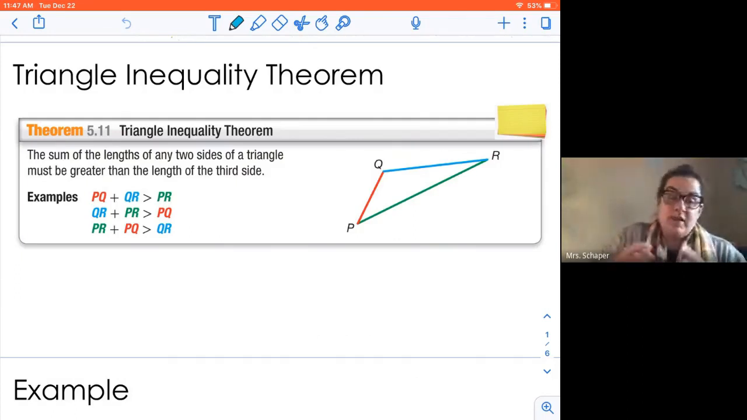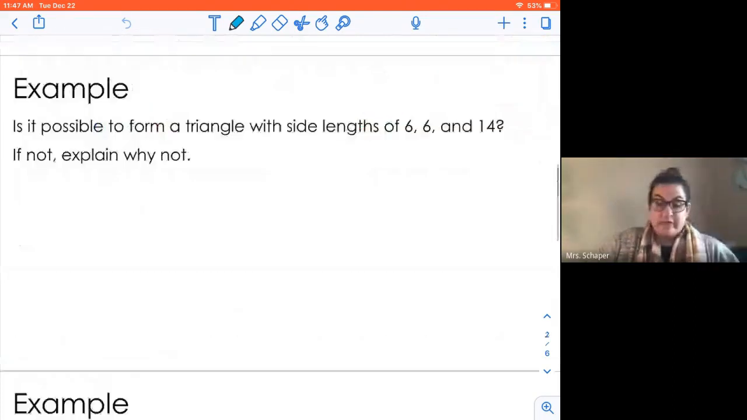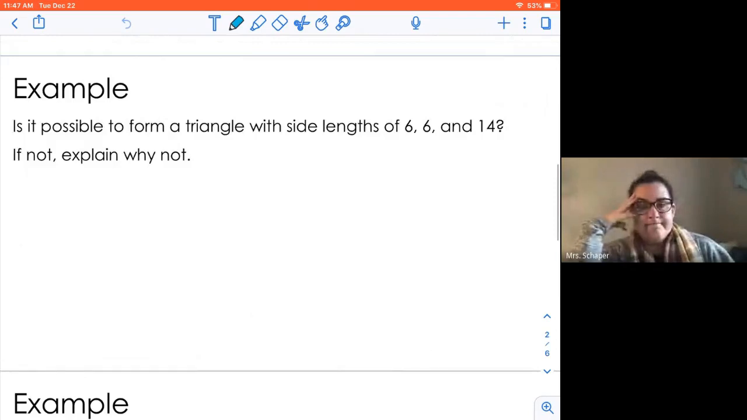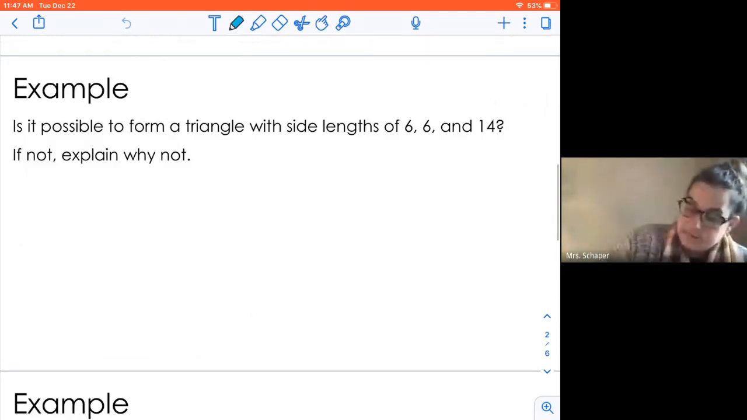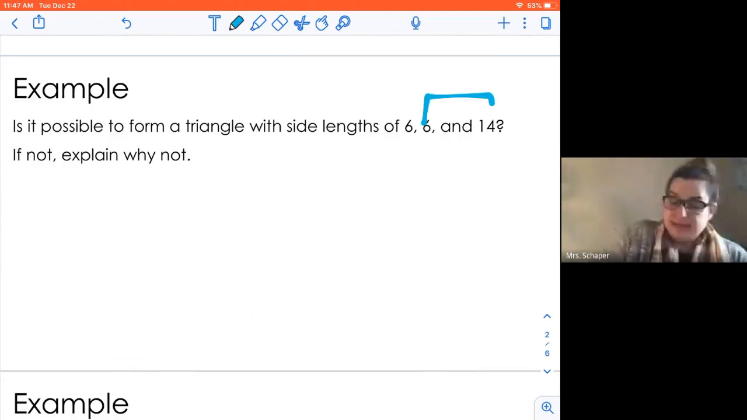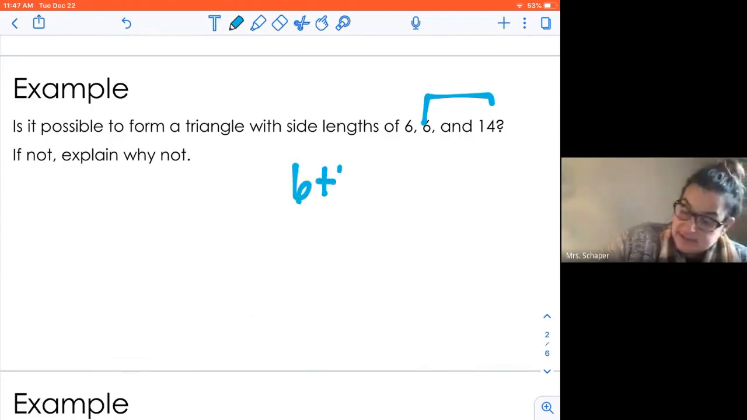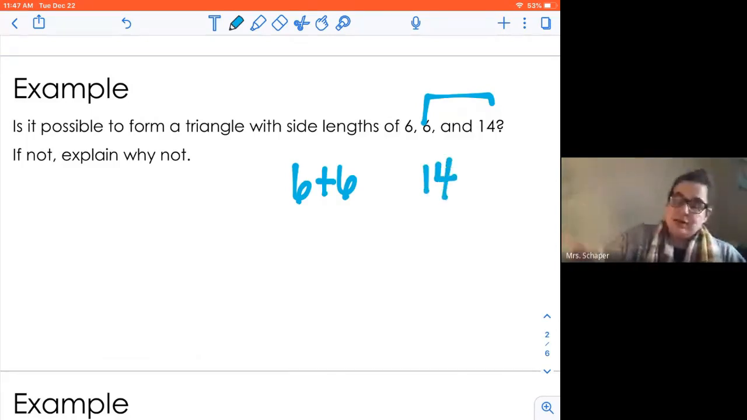So you're saying that the sum of any two sides of a triangle is greater than the third. As an example, is it possible to form a triangle with side lengths 6, 6, and 14? If not, explain why not. Well, we can take any two sides, add them together, and they have to be greater than the third. So 14 plus 6 is more than 6. However, 6 plus 6 is not more than 14. Because these two sides aren't greater than 14, it won't work.